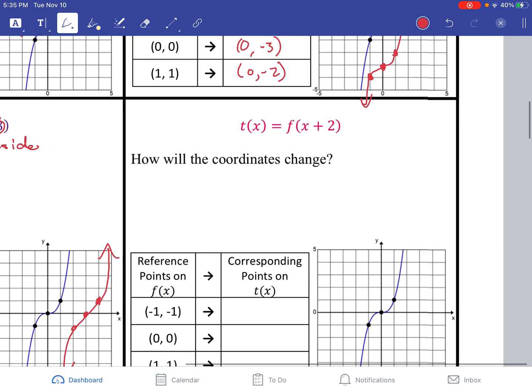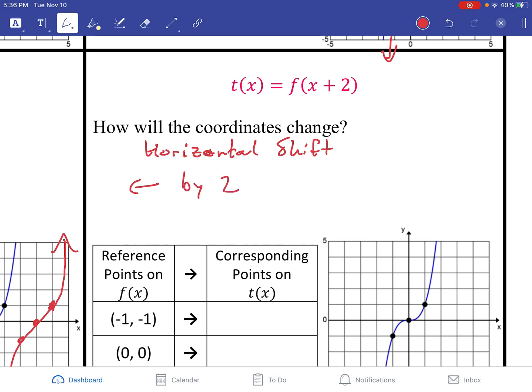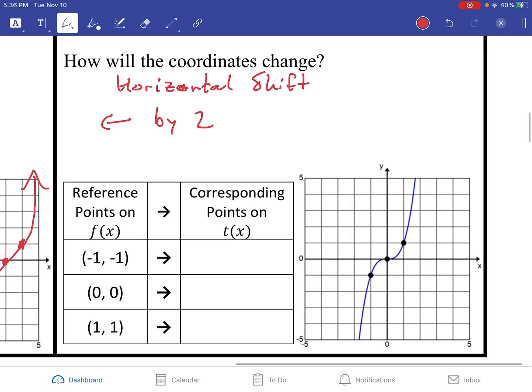Again, notice this next one is an inside shift. It's inside the function, so it is going to be a horizontal shift. But this time, because it's +2, it's going to be going to the left by 2. So we're subtracting 2 from all the x values of our points. Let's do the graph first, though. If I take these points and move them over by 2 to the left, 1, 2 is there, 2 is there, and 2 is there. I've picked up the graph, I've moved it 2 spots to the left, and I redrew it.